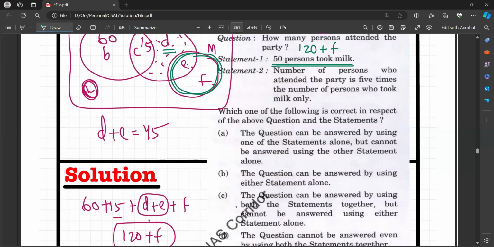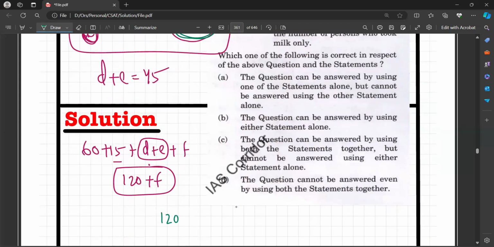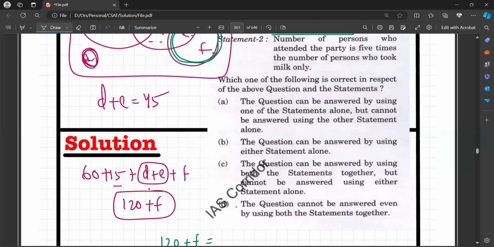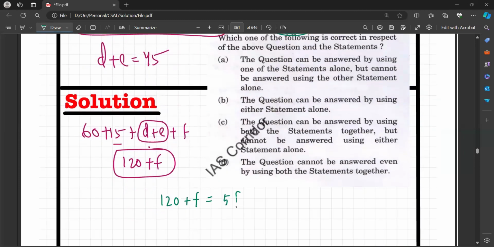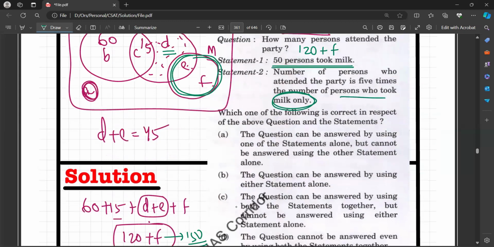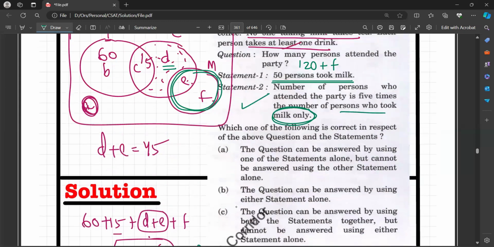Statement 2, number of persons who attended the party. The number of persons who attended the party is 120 plus F, which equals 5 times the number of persons who took milk only. That means this equals 5 times F. So 4F equals 120, F becomes 30. If F becomes 30, the total number of persons becomes 150. It can be done using statement 2 alone, but statement 1 alone won't suffice to give you the answer.